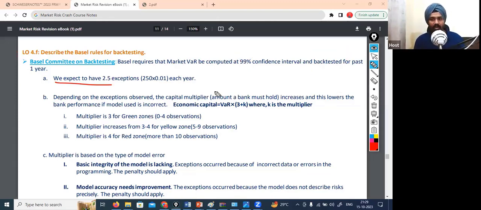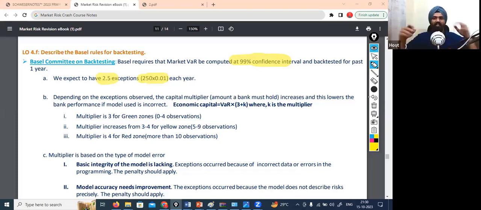So ideally, we expect to have 2.5 exceptions. That is, if there are 250 trading days in a year and I'm calculating a 99% confidence interval VaR, so 1% room for error. So 1% is like 2.5 exceptions maximum. As per the regulator, you can exceed like 1 to 2.5, not more than that. Or let's say 3.